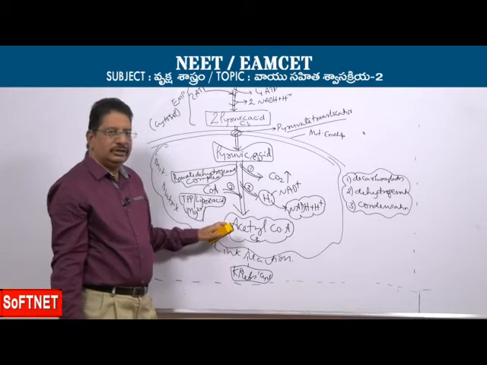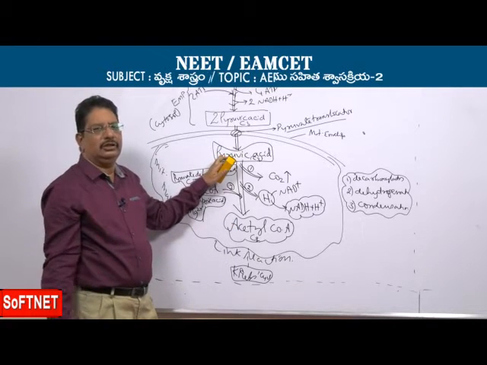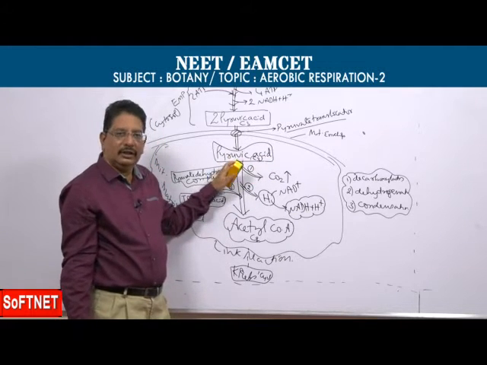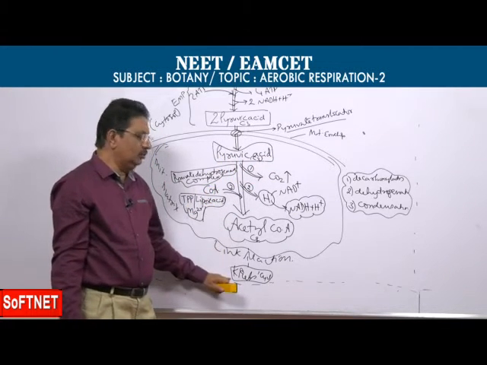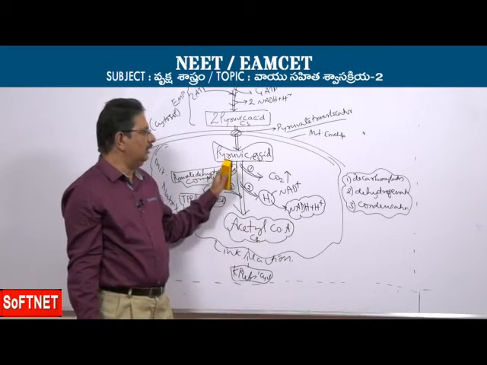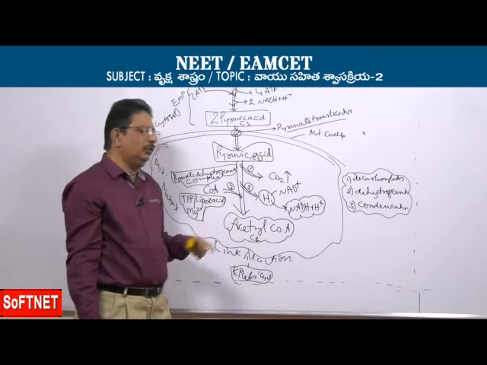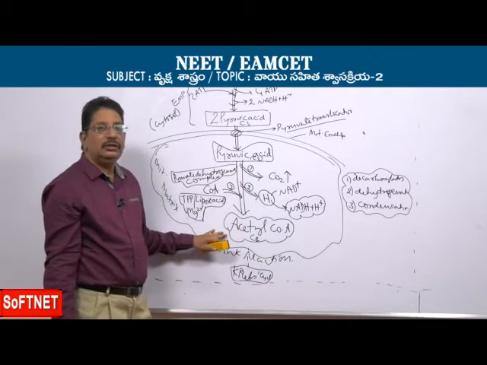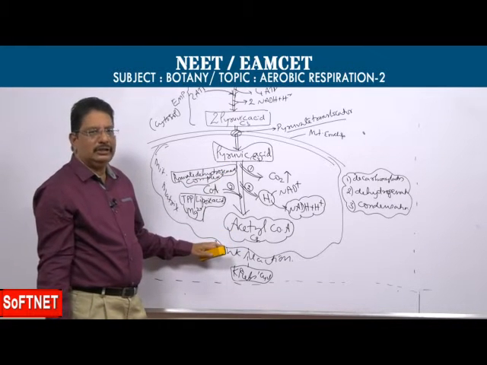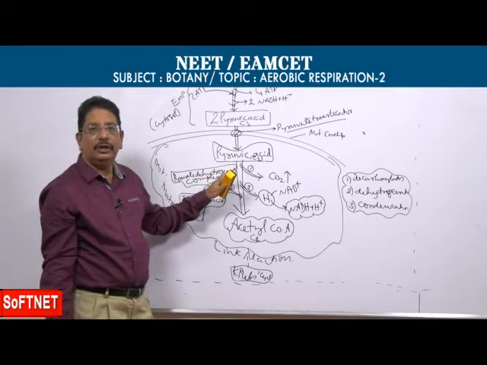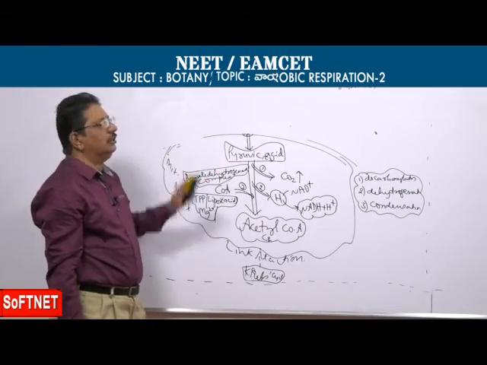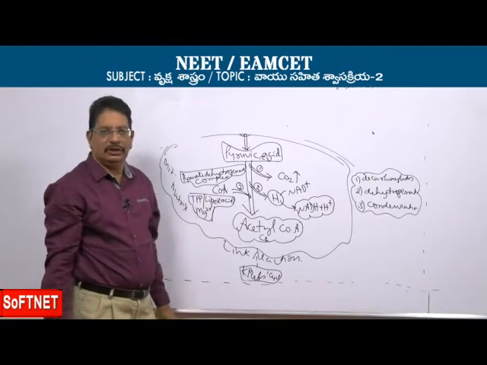Why? This is mainly because of the complexity of the pyruvic acid structure. So, pyruvic acid cannot directly enter into Krebs cycle, but it enters into the Krebs cycle after converting into a simple form called acetyl coenzyme A. So, this is the link reaction, the second step in aerobic respiration. So, let us see the overall reaction or equation of the second step of aerobic respiration.